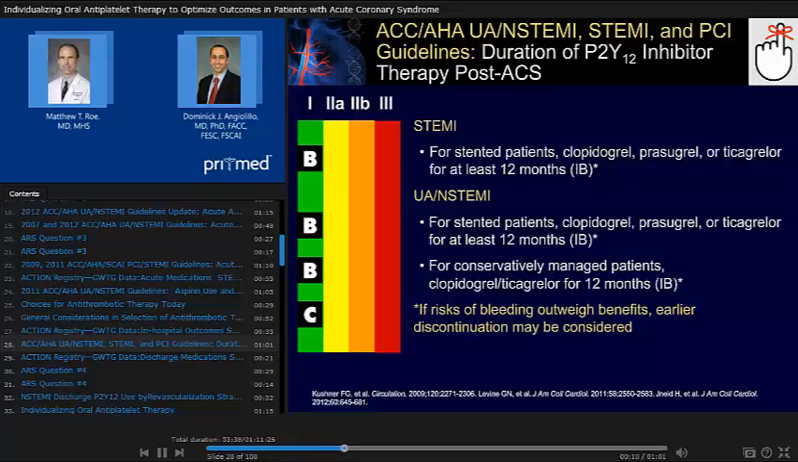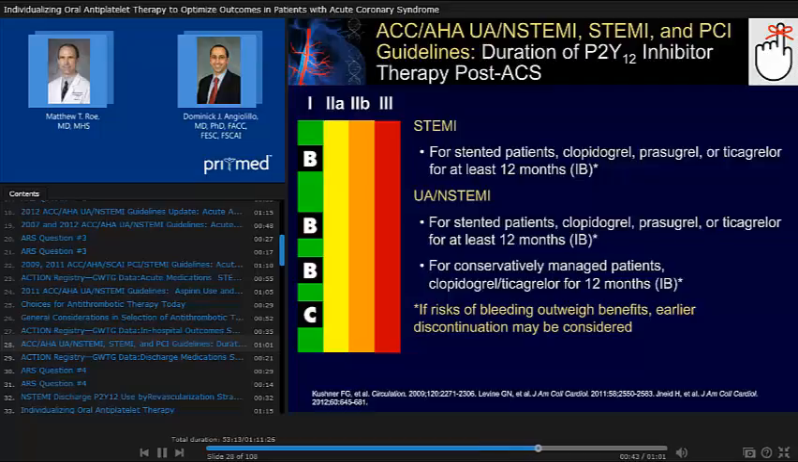So for STEMI, the guidelines recommend for those who receive a stent, which is the majority, use of these agents for at least 12 months, irrespective of the type of stent that's implanted. For unstable angina and non-STEMI patients, 12 months is recommended for patients who are stented and those who are managed conservatively. Also, those who have bypass surgery should receive one of these agents upon hospital discharge.